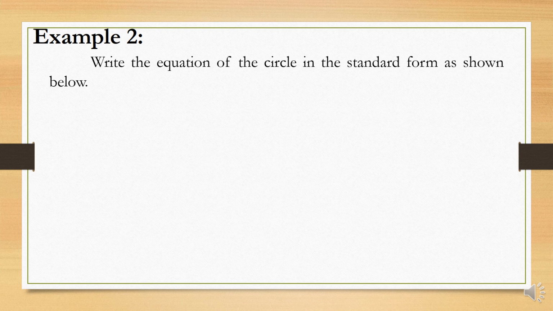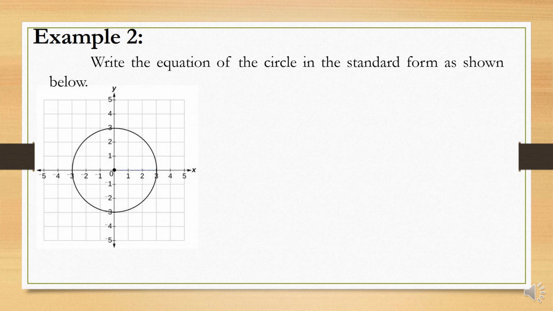Example number 2. Write the equation of the circle in standard form as shown below. So now, what is the center of the circle? You have observed that the center of the circle is at the origin. So the coordinates of the point of origin are 0 and 0.